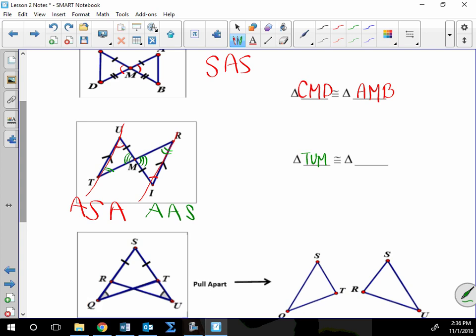Which one is it? What matches up with T? R matches up with T, right? So TUMRIM. And again, let's double check. I know that this side UN matches with NI. So I should see UNNI. Yep.